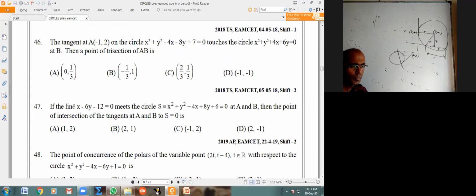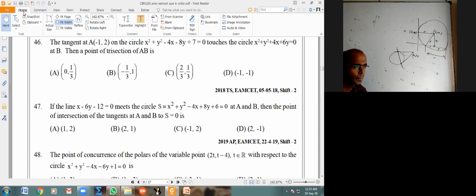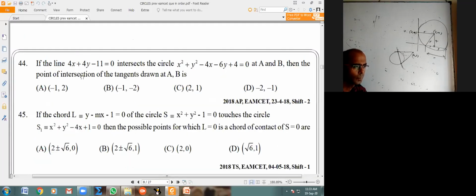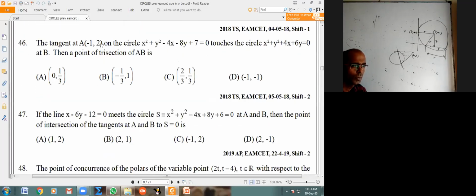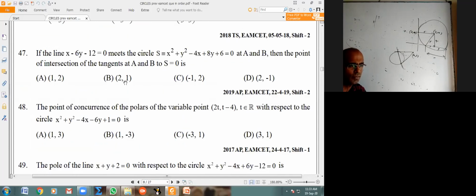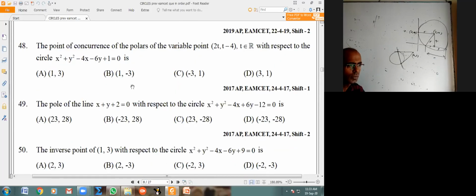46. The tangent of the circle touches at the point of contact, not AB, so to know the point of contact. Okay. 47, anybody has doubt? This is also the same as the previous one. 48, anybody has doubts?